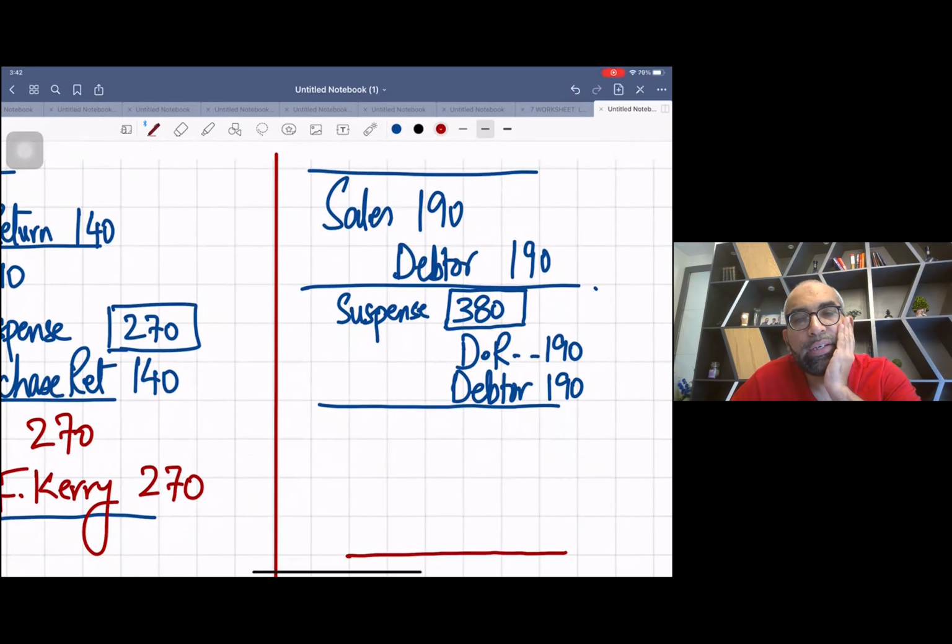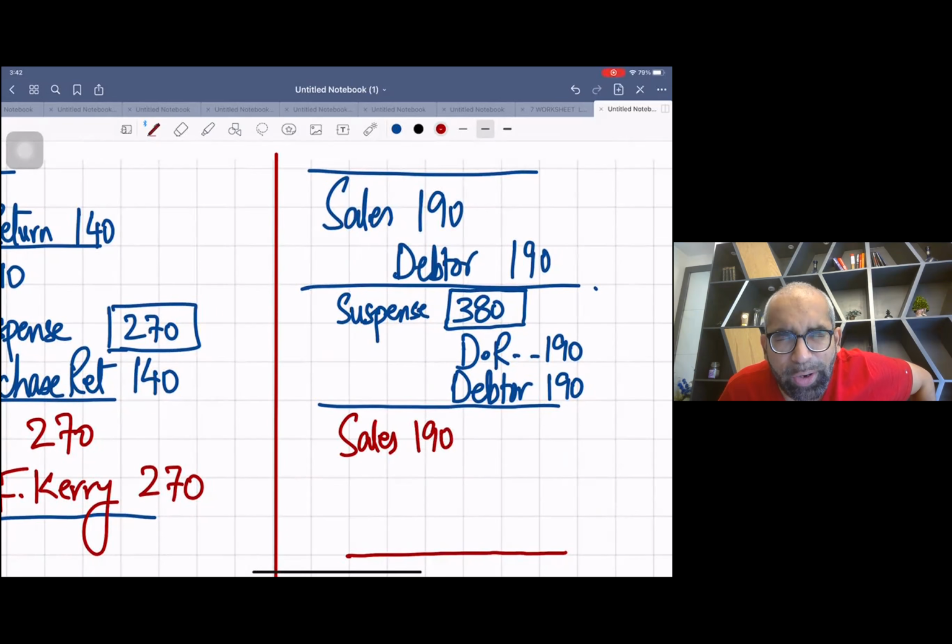Now let's make the third entry. In the first entry, we should have credited debtor, and we did credit debtor. So debtor is perfect, no issue. Now, in the first entry, we should debit sales only by 190, one time by 190, but we didn't do it. We didn't debit sales. So let's correct the first mistake. So sales debit 190, first mistake done.